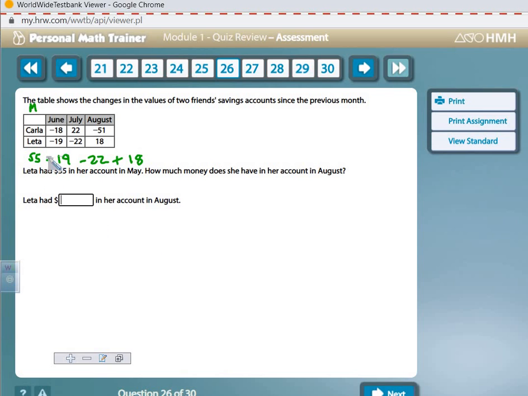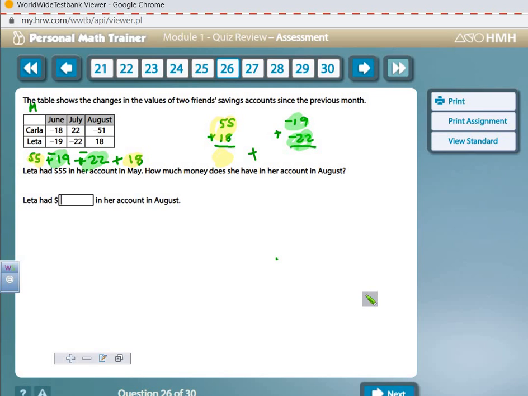So again, if it were me, I would change this to plus a negative 19 and plus a negative 22. So now everything's addition, and we can add it in any order that we want to. So again, I've told you this before. I like to put the positives together, and then I like to put the negatives together. So I'm going to take the first one and the last one, 55 and 18, and I'm going to do those here. And then I'm going to take these two, and I'm going to do those here. That's going to give me one positive answer and one negative answer. And then I will put those together.